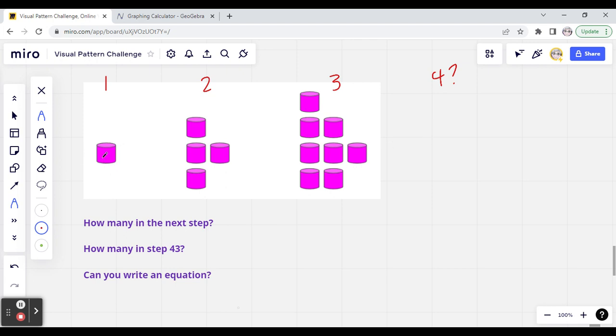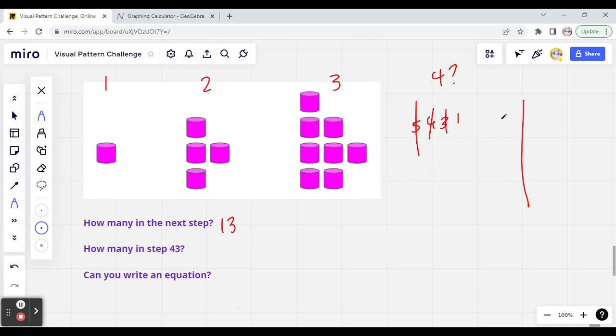So we start with one cylinder, and then there's the one cylinder. It looks like we add a column of 3. And then there's our one cylinder in our column of 3. Then we added a column of 4. Okay, so we're adding a column of 3, adding a column of 4. So I would expect in the next step you'd add a column of 5. And there'd still be that column of 4, that column of 3, and the one from before. So what is that? 9, 12, 13. So my prediction for step 4 is 13 cylinders.